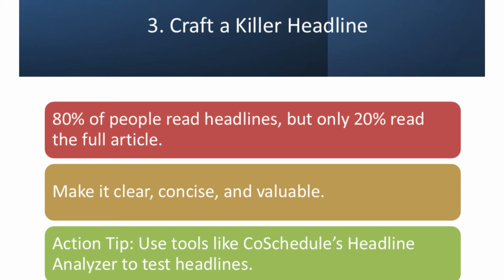Again, let's understand this with the help of an example. So, instead of a bland headline like tips for better SEO, try something more enticing like five proven SEO strategies to skyrocket your website traffic in 2024. Right? So, here's an action tip for you: use tools like CoSchedule's Headline Analyzer to test different headline variations and see which one scores the highest. Aim for headlines that are intriguing and make a clear promise.